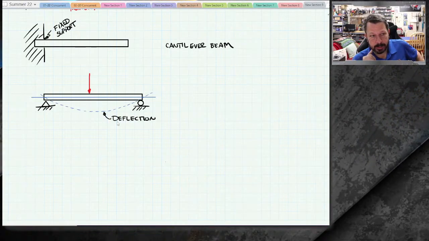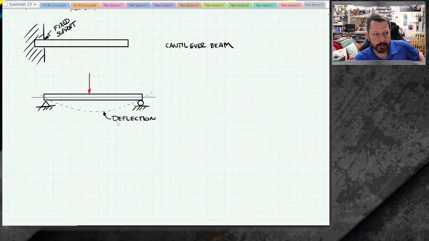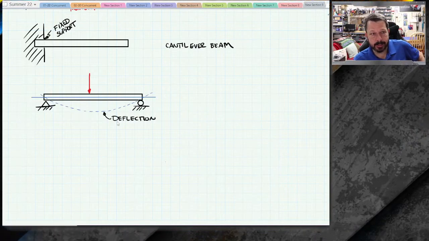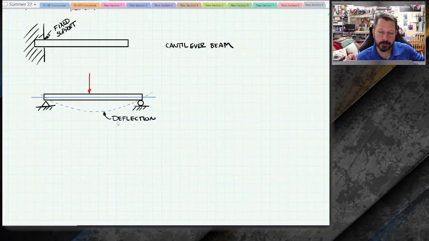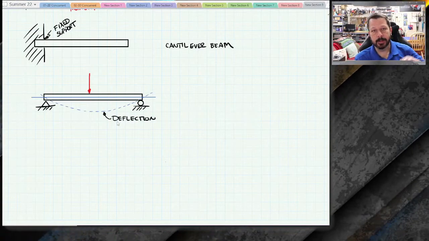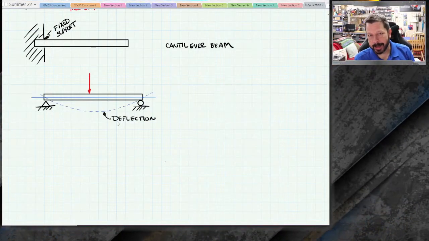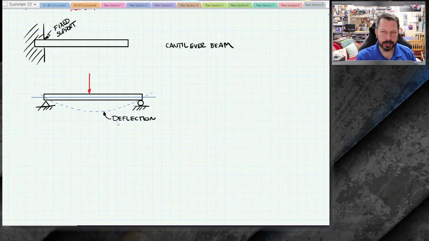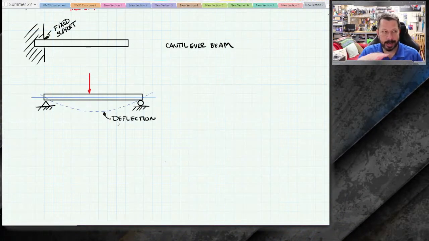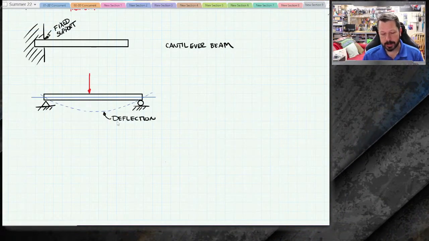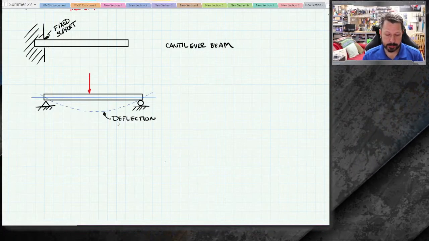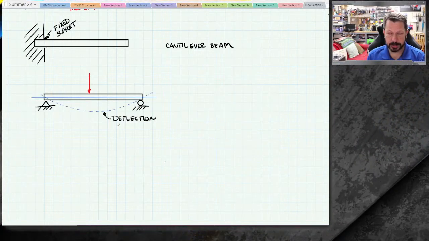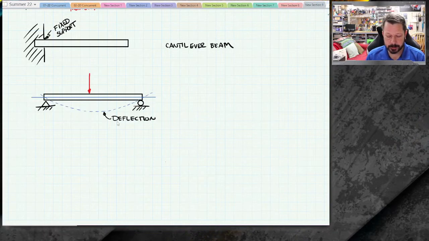We want to know that because it could be that this is part of a building or a bridge or some machine, and if these parts are deflecting too much, then that could be failure. Maybe it doesn't break in half, but it collides with something else, or it's just not aligned with something it was supposed to be aligned with. So that could be a failure mode that we need to be able to deal with, this deflection. How rigid is the thing we built?